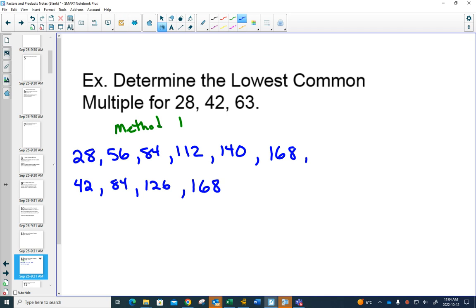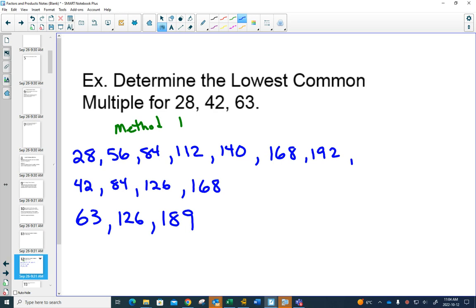Now I'm just hopeful with 63. Adding it once would be 126. Adding it again would be 189. Oh, do you see the 126 worked for those two? But it didn't work for that one. So now we have to keep going. So this was the method that everybody liked the most the first time. Remember that?